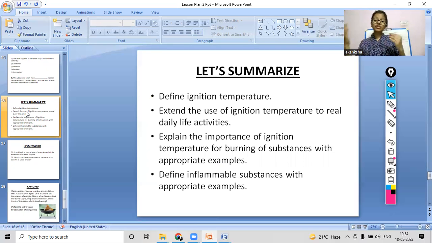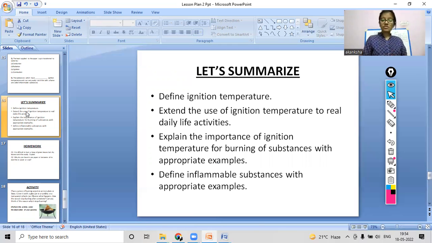Yes, if we know the ignition temperature, we will know the rate of burning of a substance, if it will burn faster or it will burn slower. So that way we will know which substances are highly inflammable and we need to keep them away from the fire, and which substances are a little bit lower towards the combustion process, and yes, they are safe to use in many places. So you also have to give your examples. Okay, you can give the examples in the chat box.